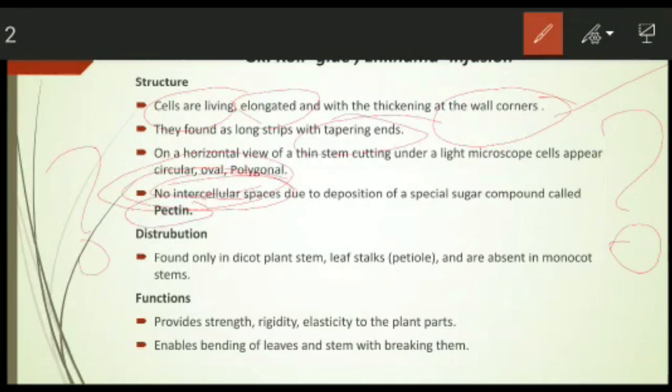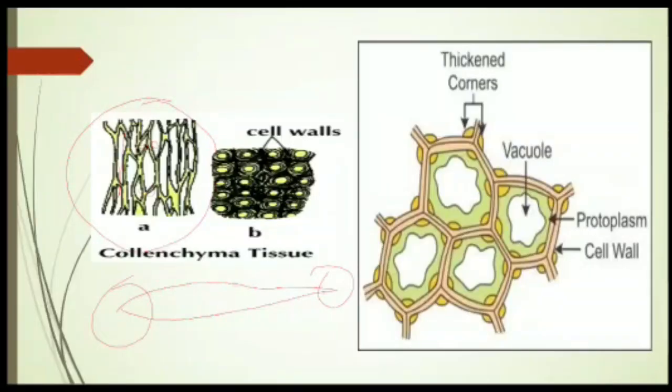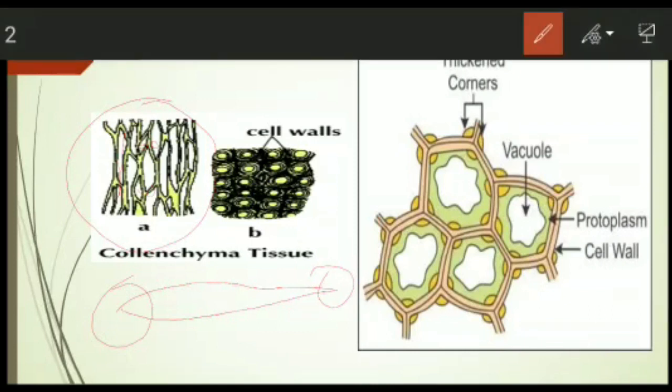But why are the corners of the walls thick and why are no intercellular spaces present? Because of the presence of pectin. It is a special sugar compound. Pectin is a special sugar compound that makes the wall thick. Because of this thick wall, there are no intercellular gaps.